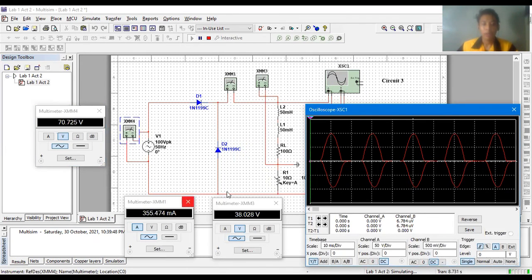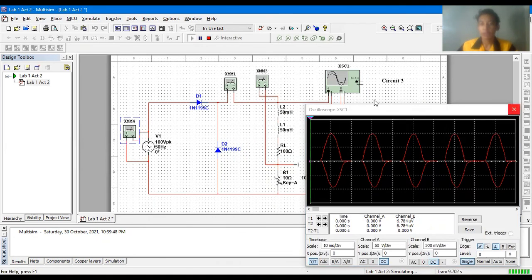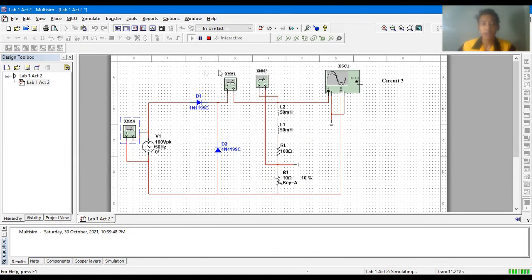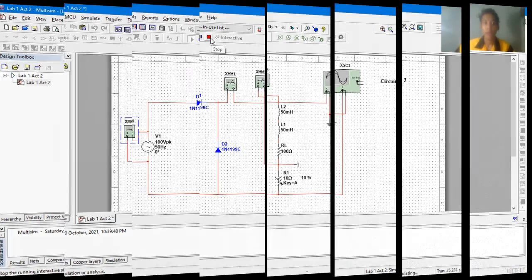After that, for circuit 1 and circuit 2, we rearrange the circuit. For circuit 1, the load just consists of inductor 1 and resistor without diode 2, while circuit 2 consists of inductor 1, inductor 2, and resistor without diode 2. That's all.